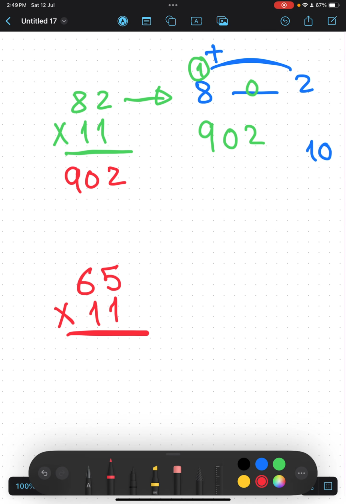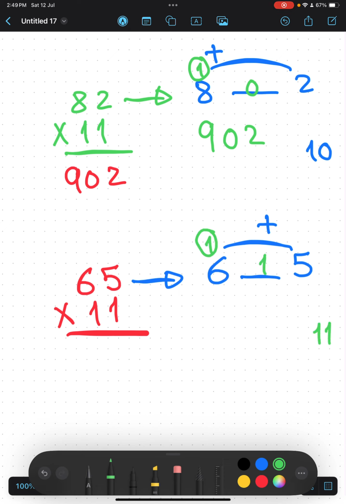How do we multiply 65 times 11? First, we write 6 space 5. Then we add. 6 with 5, 11. Write 1 here. Carry up 1. 1 with 6, 7. 1, 5. The result is 715.